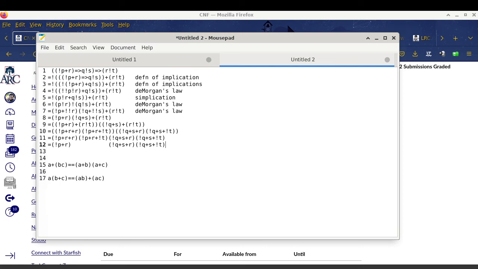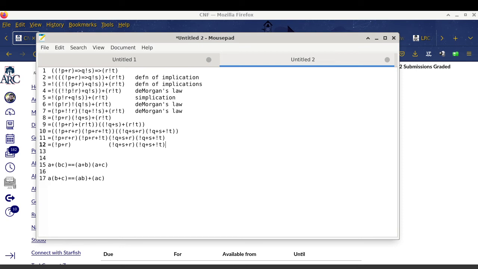In other words, if not P or R is true, then not P or not T also has to be true. Does that make sense? Let me just make that point first. Does that make sense?